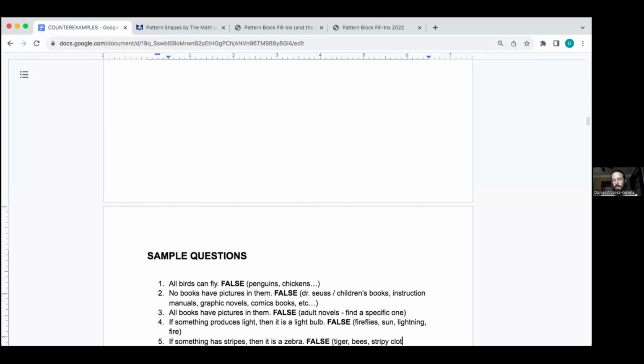Stripy clothes is an interesting example because I guess we tend to think of counterexamples that are as similar to the proposed object as possible. Like you were saying zebra, and so we can think tiger, hyena, because those are animals that have stripes. But really, the question was a lot more general: if something has stripes. So yeah, you have a stripy pair of pants. That's a perfect counterexample. It's something that has stripes and is not a zebra.